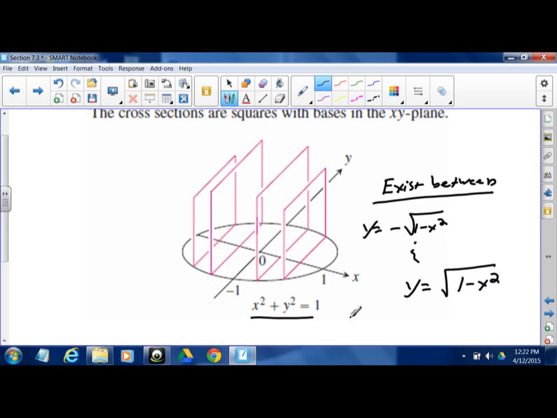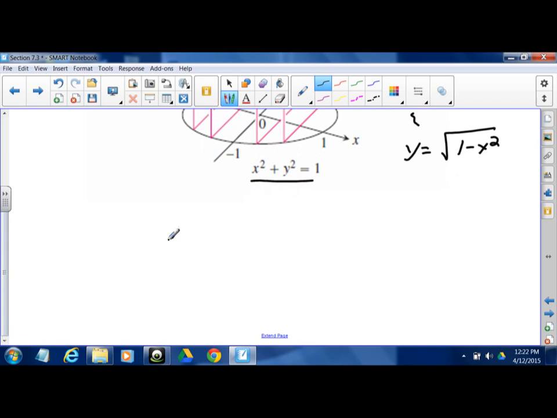Okay? So now the idea is, if they exist between negative root 1 minus x squared and root 1 minus x squared, how could you find the width of one of these cross sections? And that's just top minus bottom. In this particular example, to find the width of it, you're just going to do top of the curve, the positive, minus bottom, the negative. So let's see what that looks like algebraically. If you wanted to find the width of one of these cross sections, all you got to do is just do the top minus the bottom, like we just did in part C of the other problem.